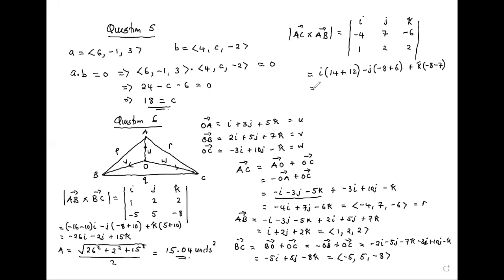Giving us 26i, and then plus 2j, and then -8 minus 7, you get -15k. So you understand that this is exactly what we have here, because when we get the area, we get the square root of 26 squared, 2 squared, 15 squared, because the negatives are removed by the square, divided by 2, giving us the same value, 15.04 units squared.